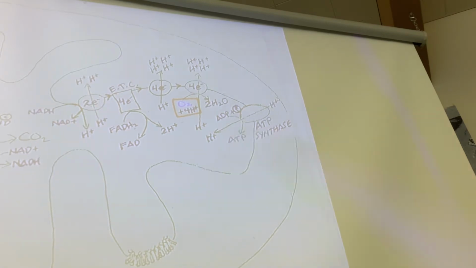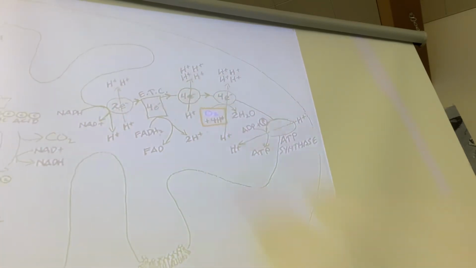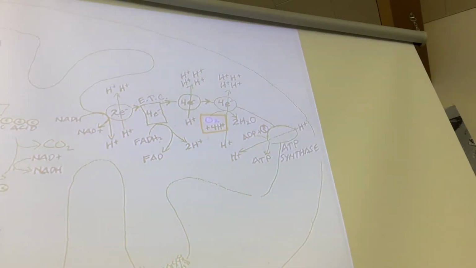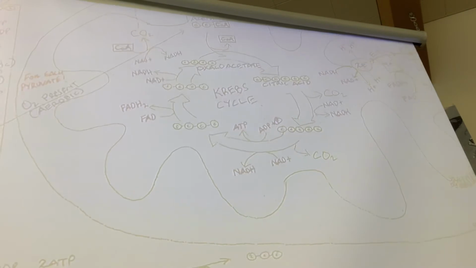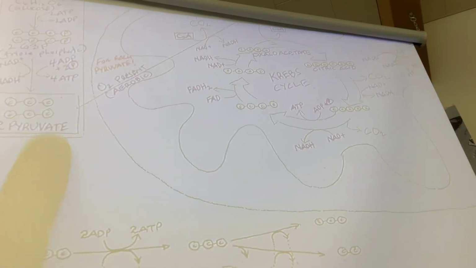But now, wait a minute. What? We've talked about ways that we can make ATP without oxygen. It's called anaerobic respiration, and it requires a process called fermentation to keep it going. So let's look at that over here.